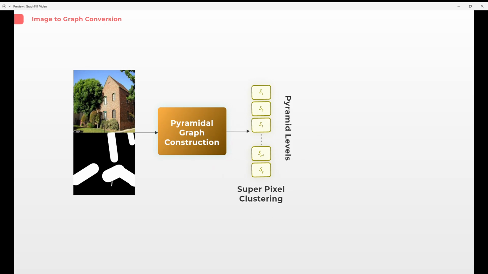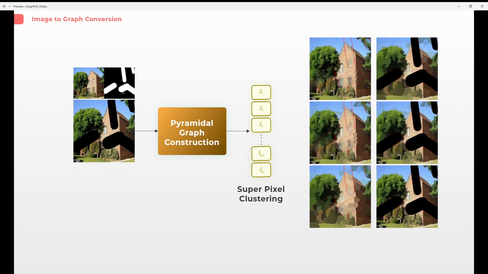We first create a pyramidal graph from the image, with varying numbers of superpixels in each level, determined using the simple linear clustering technique. Likewise, we break down a masked image into a pyramidal graph, marking superpixels from the masked area as unknown using an indicator matrix.